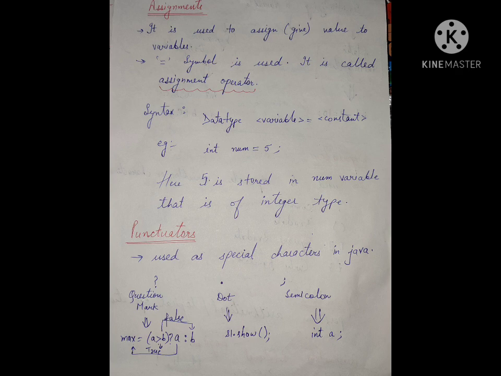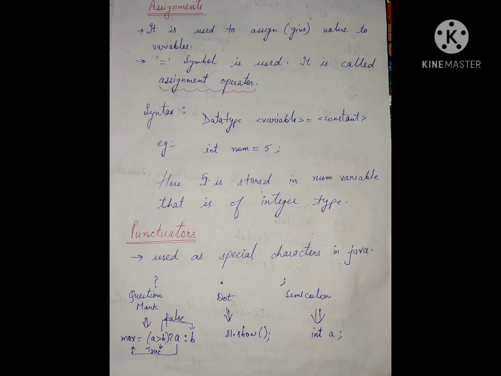Next token is assignments. It is used to assign a value to the variable. The = symbol is used for that. It is called the assignment operator. How can we assign a value to the variable? Firstly, we write the data type of the variable, then its name, equal to, then the value that we assign to the variable. For example, int num = 5. Here num is the variable name that is of integer type and the value 5 is assigned to the num variable. 5 is stored in the num variable that is of integer type.